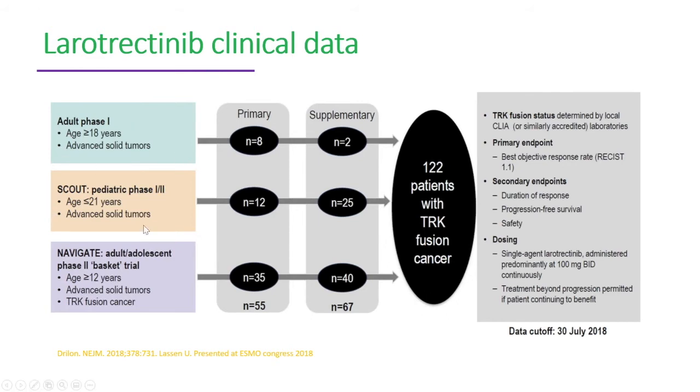So patients in early phases, adults and pediatric, 3 trials, small number of patients, total number is 122 patients. The primary endpoint is objective response, and its duration of response and progression-free survival and finally safety. Now the TRK fusion was required for this study. Dosing was 100 mg oral BID continuously, and for pediatric is 100 milligram per meter square.